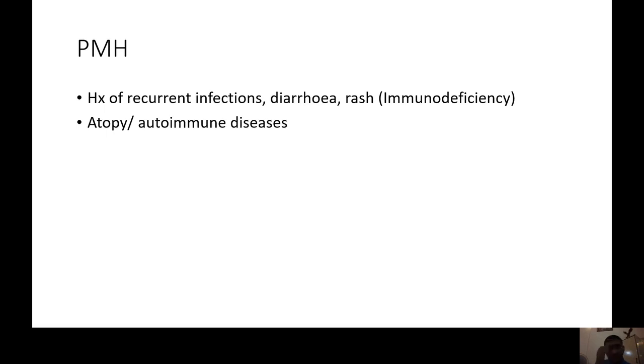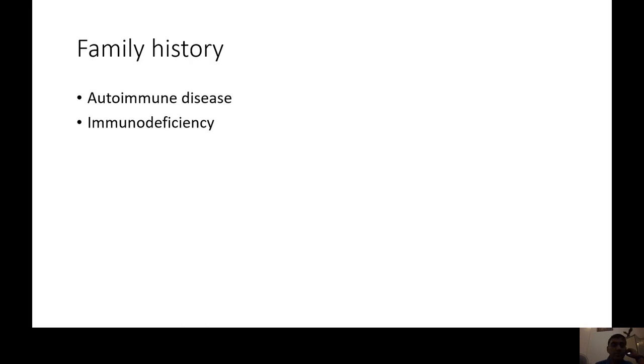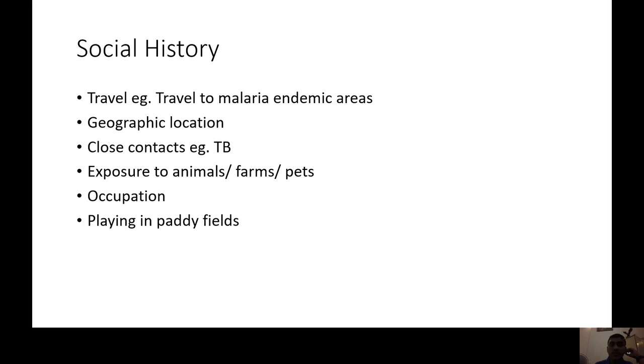Then with regard to past medical history, you have to ask about atopy, autoimmune diseases, and whether there is anything to suggest recurring serious infections suggestive of immunodeficiency. Then in the family history, you have to ask about autoimmune diseases as well as immune deficiency. Social history, again, is very important, especially travel history, the geographic location, and any contact, especially in TB, where you might get a close contact. Then exposure to animals, pets, and occupation are again important, especially the parents' occupation.